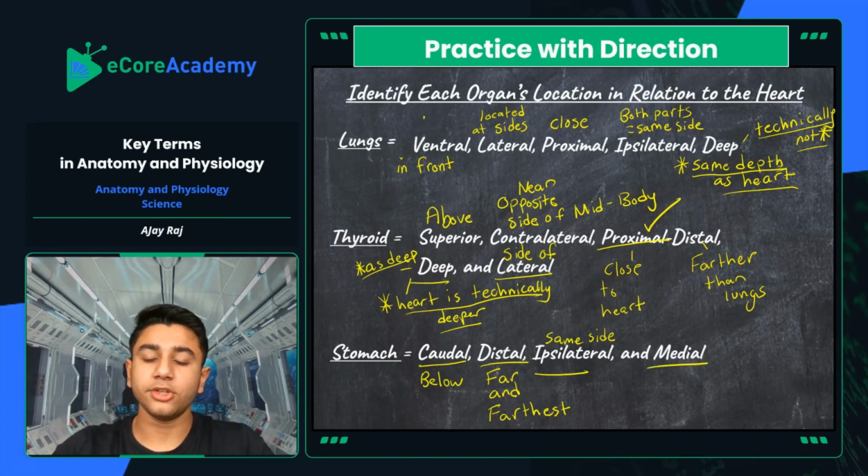And it's medial in terms of the center of the heart. So when you're looking at the center of the heart, the center of the heart and the center of the stomach do align with each other. Therefore, they have the same center, same middle ridge, essentially. And they're located towards the middle of the body as well.